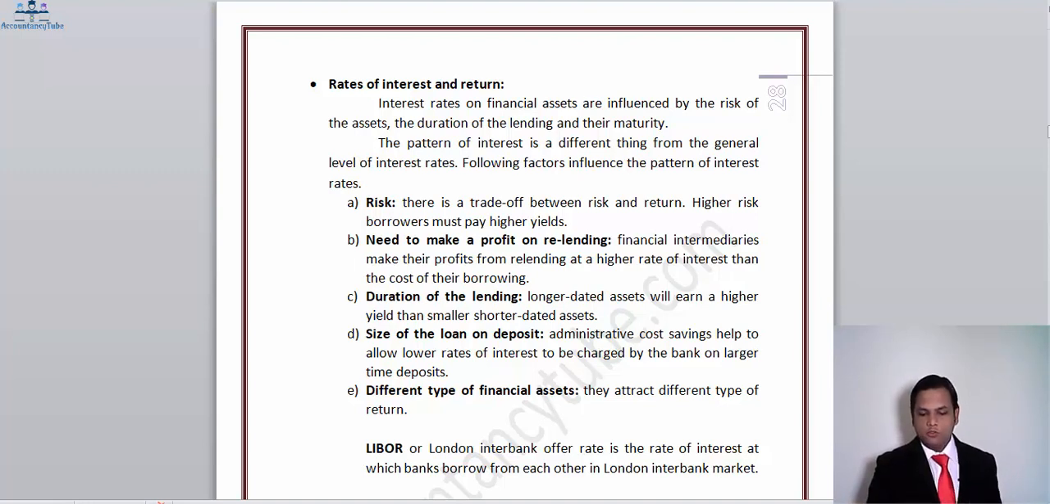Then we've got the need to make profit on re-lending. Financial intermediaries make their profit from re-lending at a higher rate of interest than the cost of their borrowing. When we talk about a financial intermediary, for example a bank, it basically has to obtain funds from people and offer them an interest rate. Now it has to pay that interest rate to them as well as earn a profit on giving you the services of being a loan provider. So they charge additional interest above the rate which is offered to the depositors.